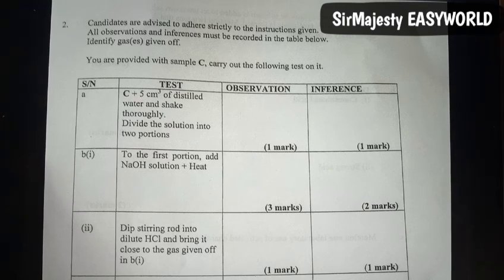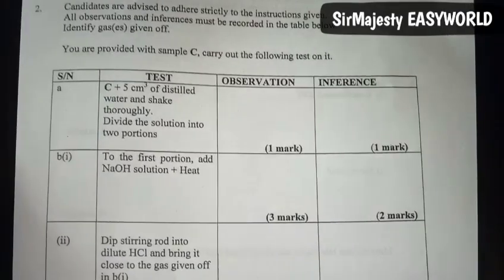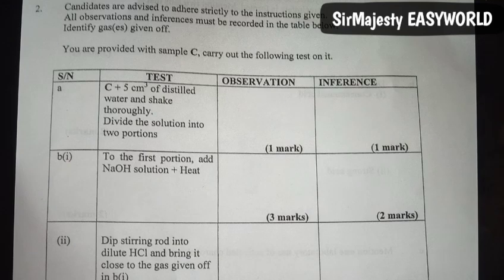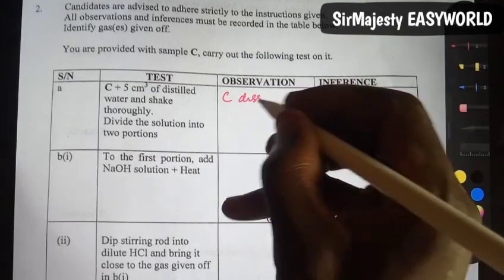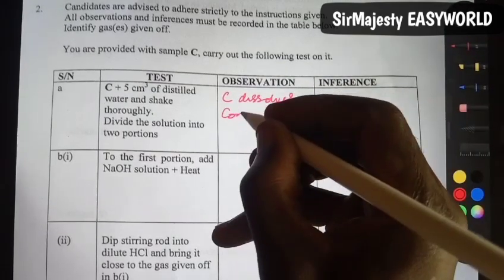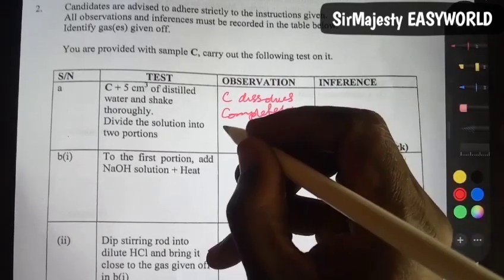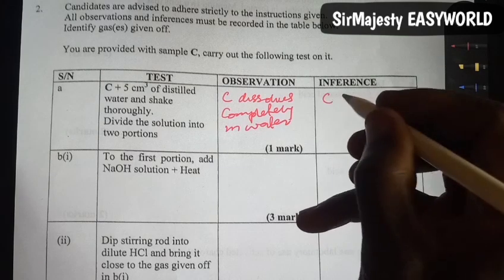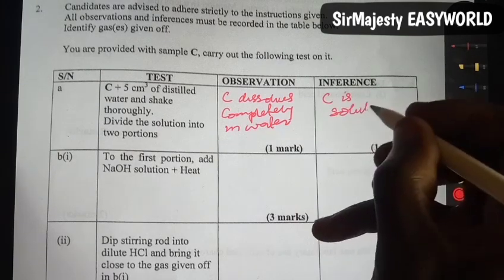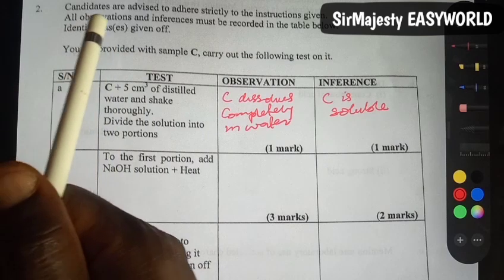Some were asking me, what if they dissolve it in water? It's the same thing as we have seen now. Dissolving it in water will still give us similar results. So there is not much difference here. So what do you report? You now report that C dissolves completely in water. That is it. The observation here is that C dissolves completely in water. And there was your inference: C is soluble.